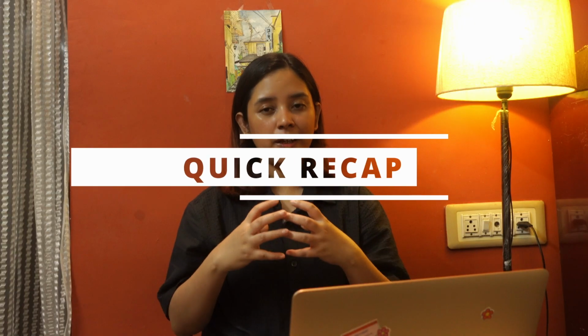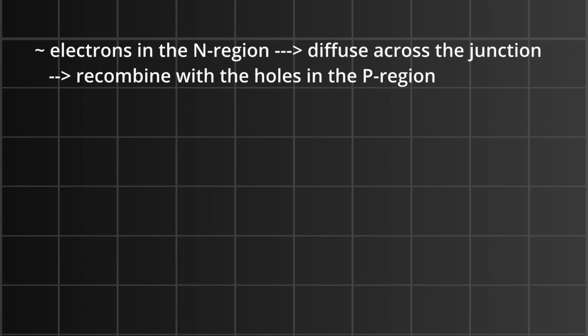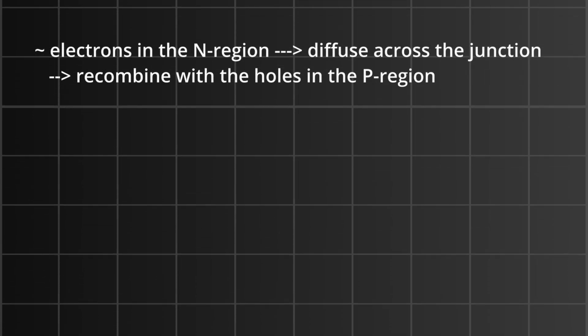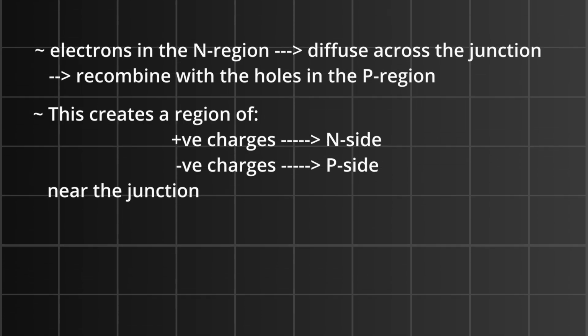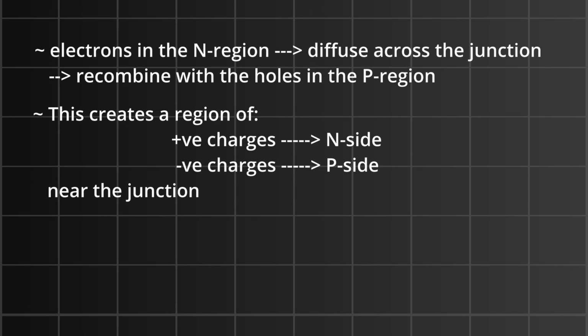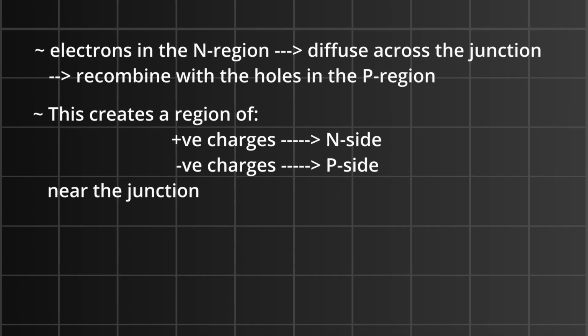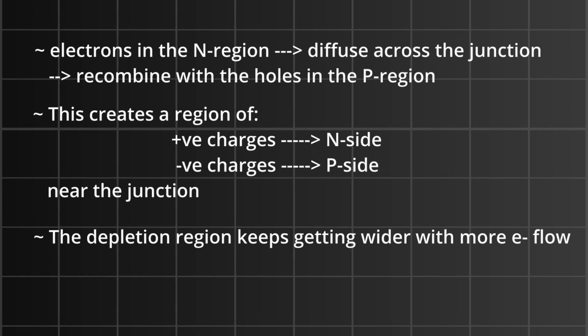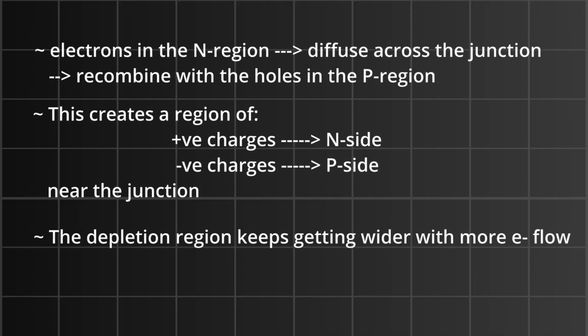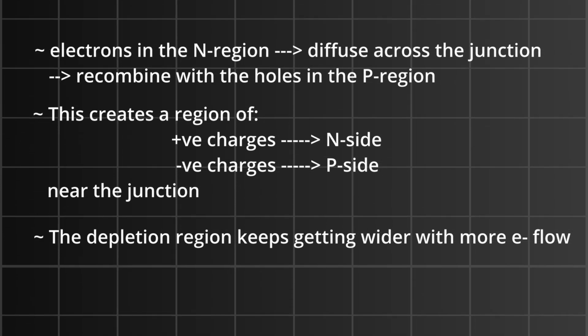So to do a quick recap, electrons from the n region will diffuse across the junction and recombine with the holes in the p region. This creates a region of positive charges in the n side and negative charges on the p side near the junction. The region thus created is called the depletion region, and it keeps getting wider and wider as more and more electrons diffuse from the n side to the p side. The widening of the depletion region keeps building up the potential in this region, and the electric field also keeps on increasing.